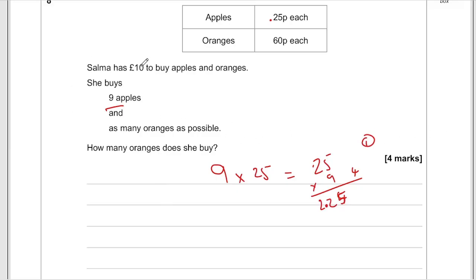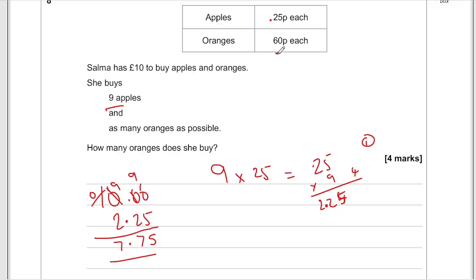The second mark's going to come from how much I've got left. So I start off with £10, and I'm going to take away £2.25 from that. So remember, I need to borrow 1 from there and take it all the way across, borrow 1 to put it into the tens column, and then borrow 1 to put it into the units column. 5 away from 10 gives me 5, 2 away from 9 gives me 7, 2 away from 9 gives me 7. So I've got £7.75 left.